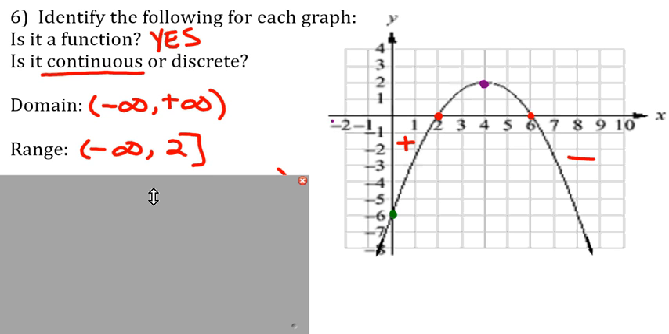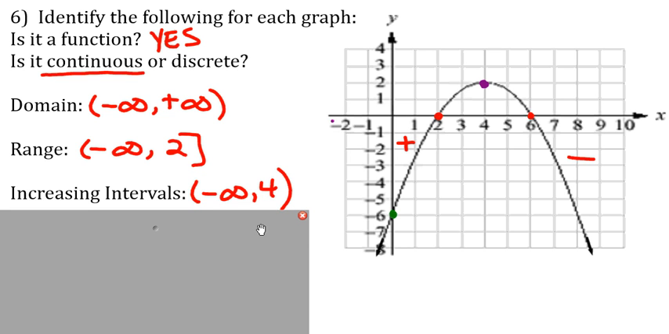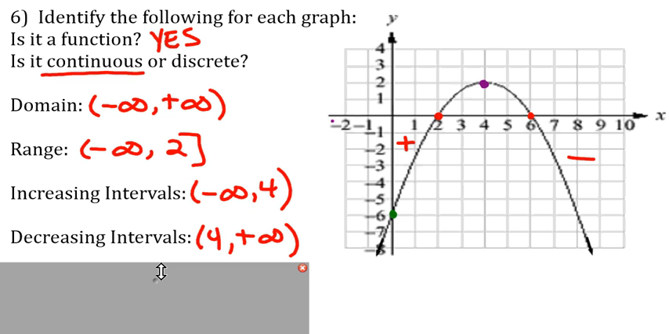Increasing intervals. We're increasing from -infinity to the turning point that happens at 4. So we need a parenthesis around the 4 for the turning point and a parenthesis around -infinity. Decreasing interval, again, it's changing directions at 4, but it will keep decreasing to positive infinity, so we have parentheses around both of those. No constants.